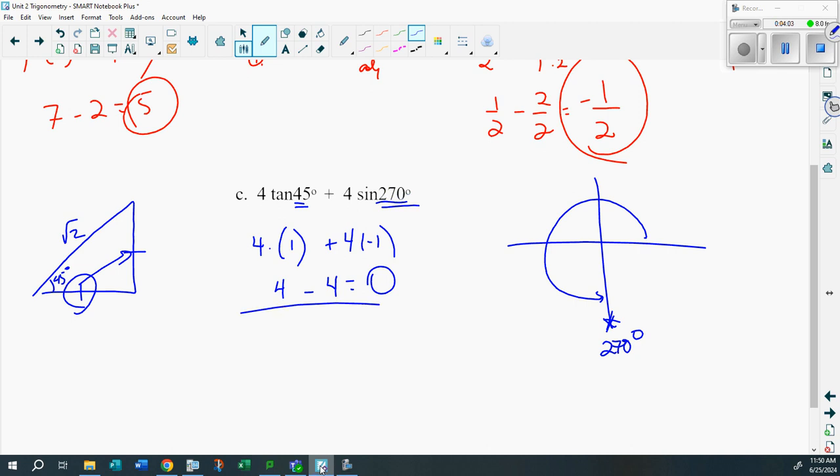Ta-da! Not difficult if you know a few little tricks. One of the tricks is quadrantial angles. Just throw them in your calculator. Okay? The second trick is know your special triangles. Pretty easy.